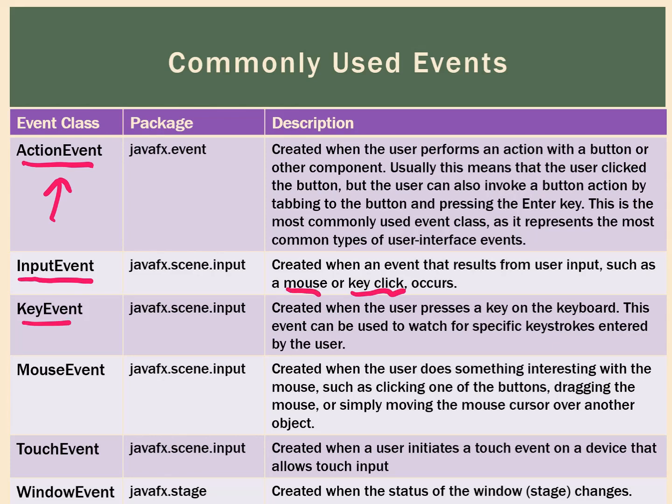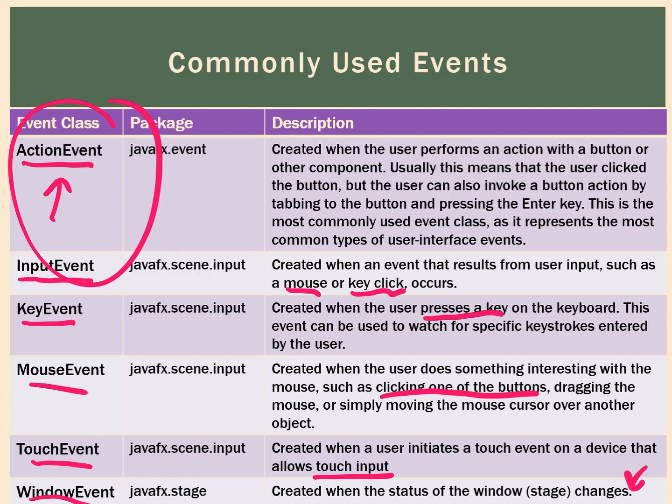The key event fires whenever you just press the key. The mouse event is specific to when you click the mouse. A touch event can happen if you're on a touch screen and you touch the device. And then there's a window event, and the window event happens whenever the state of the window changes, if you minimize it, if you maximize it. So lots of different events. We're going to focus on action events for the rest of this video.